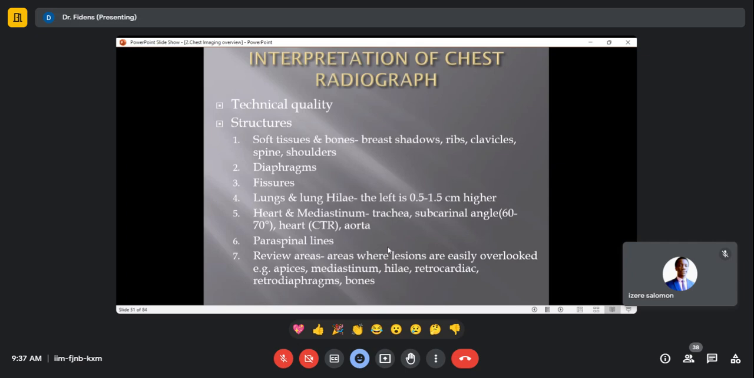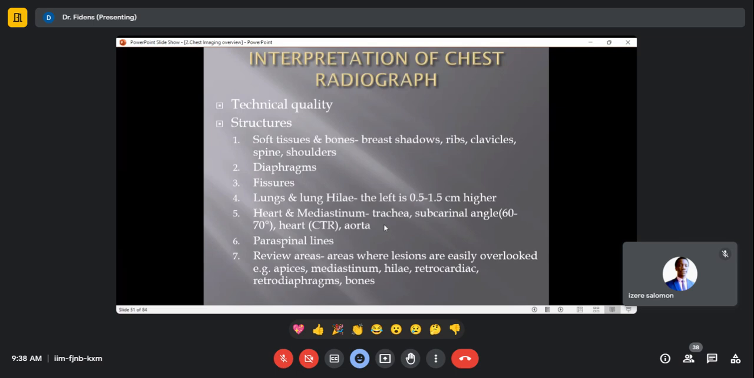Heart configuration, shape, and the size. The size by measuring what you call the cardiothoracic ratio. I told you how you measure it, but I will demonstrate it on other images.